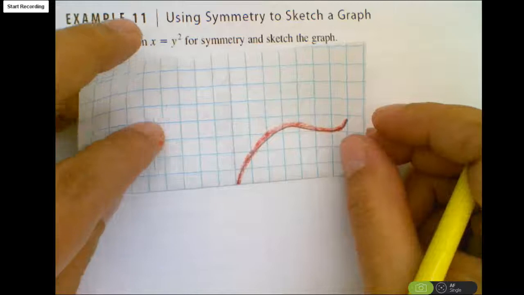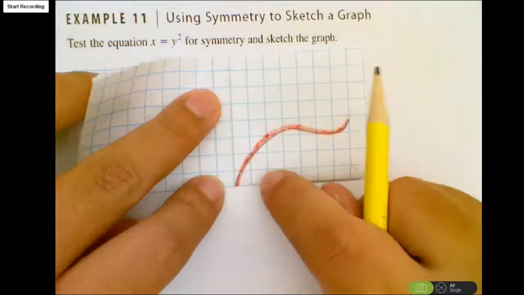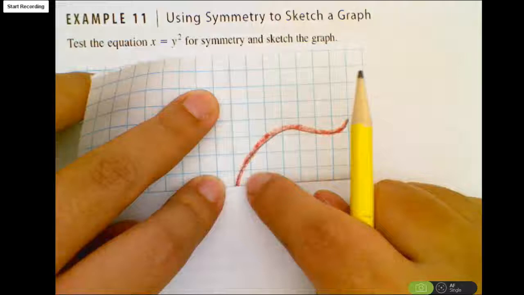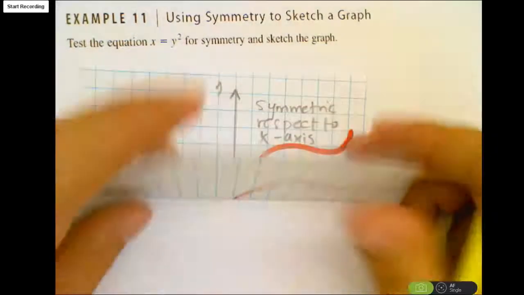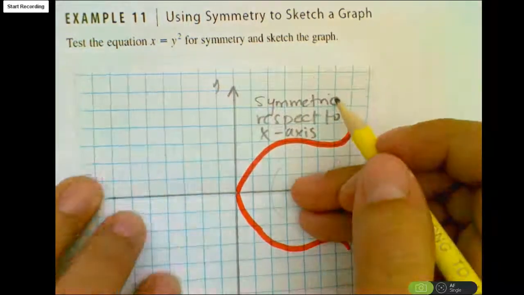Okay, and if this paper was transparent, you could probably see it easily, but you don't see any other marks over here, so it does overlap completely. So this graph is symmetric with respect to the x-axis.